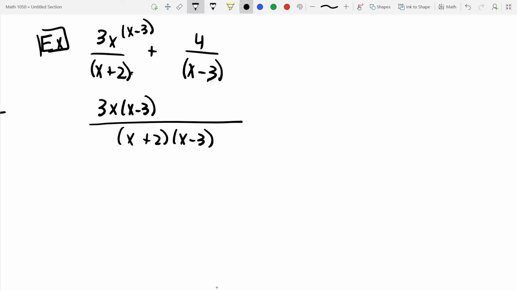So this one has the x minus 3. He's missing the x plus 2. So you go 4 times x plus 2. Okay, now I don't encourage it. Here's the reason why I don't encourage it.